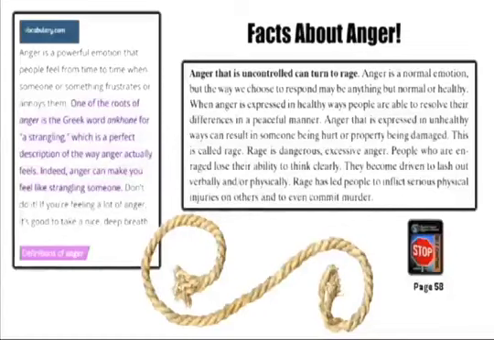Anger, as we see in the facts about anger here on page 58 of the self-control unit, anger that is uncontrolled can turn to rage. That's a step above, okay? That's where the strangling would come in. You would have to be enraged to strangle somebody. I've been angry at situations, and I didn't want to strangle somebody, okay?